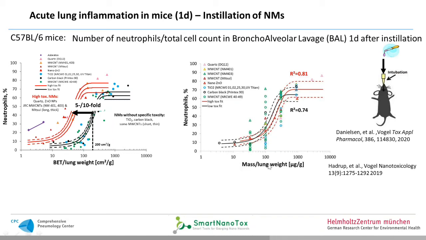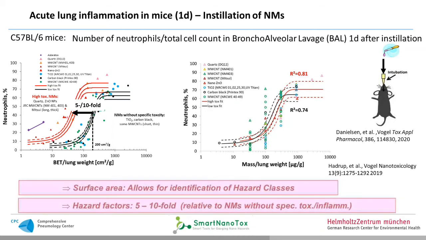And if you do the same thing in terms of mass, these are the same materials, you see nothing. Yeah, there is not a classification by any means. You just have to work with each material individually. There's no classification benefit from that. So you have to go to surface area to do that.